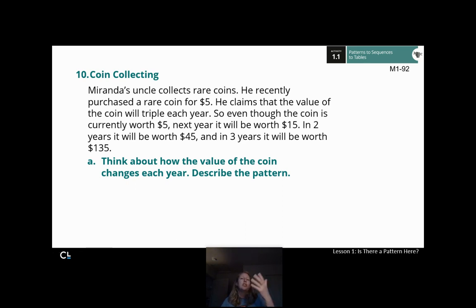So even though the coin is currently worth $5, next year it will be worth $15. In 2 years, it'll be worth $45. And in 3 years, it'll be worth $135. Think about how the value of the coin changes each year and describe the pattern.